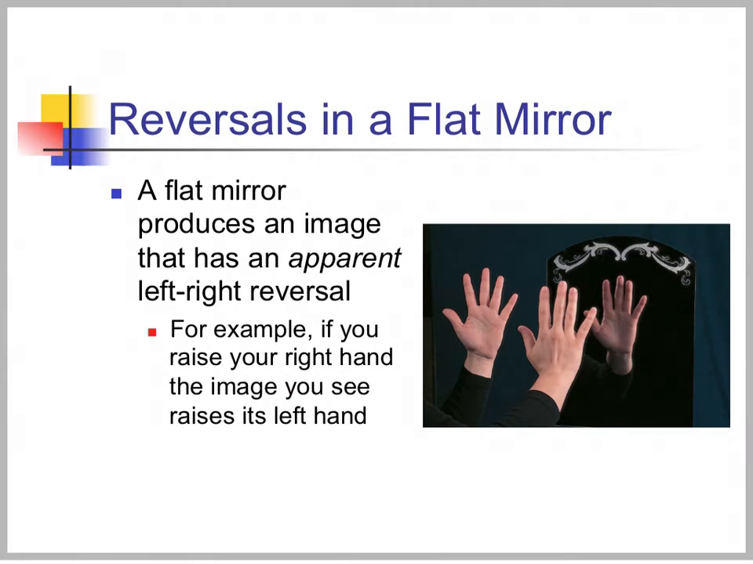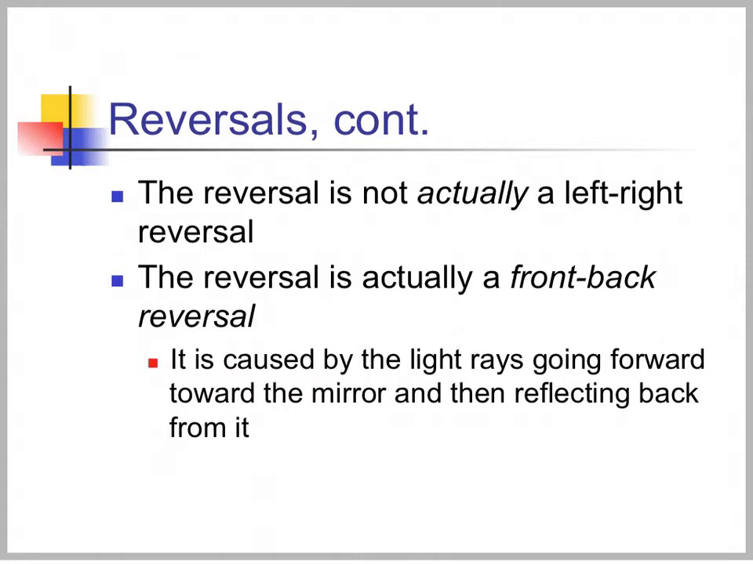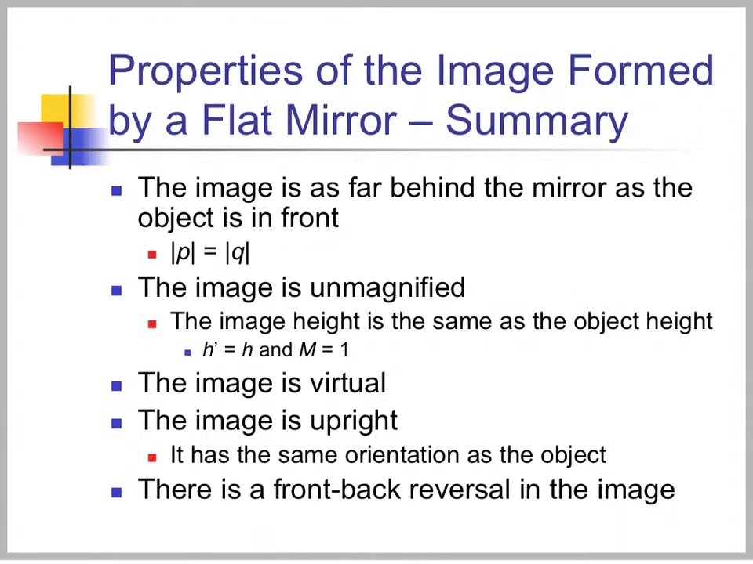Now, one of the things that we see in a flat mirror is an apparent left-right reversal. For example, if you raise your right hand, in the image you see it as a left hand. The reversal is not actually a left-right reversal. It's actually a front-back reversal. It's caused by the light rays going forward through the mirror, then reflecting back from it. So the image is as far behind the mirror as the object is in front. The image is unmagnified, so h' equals h, or M equals 1.